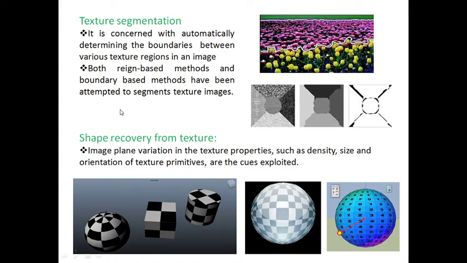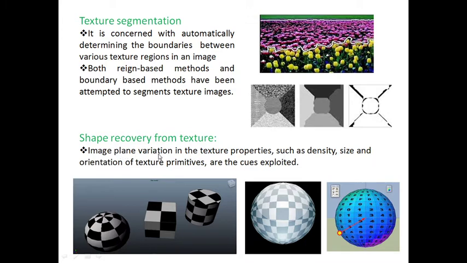The next part in texture analysis is shape recovery from texture. Texture is present inside an image, and I have been provided with an image. Can I recognize what the shape of an object present inside the image is? How are textures helpful in solving this issue, that is, how can one recover the shape of the given object present in the image?